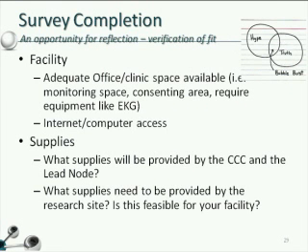Supplies. We will be sending you supplies. The lead node sends supplies. Do you have space for these supplies?